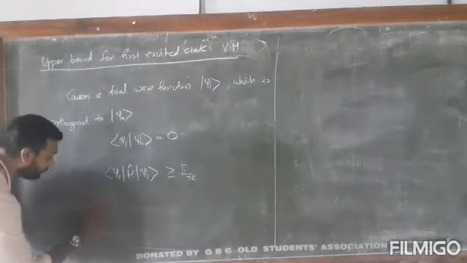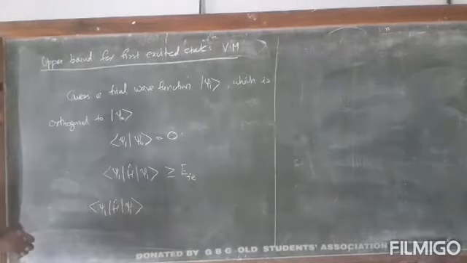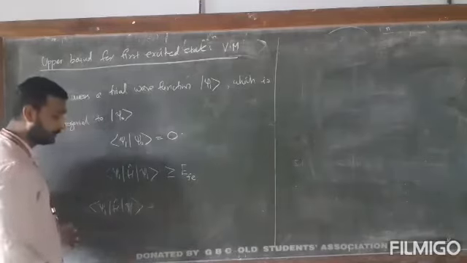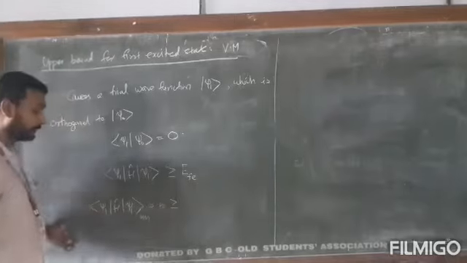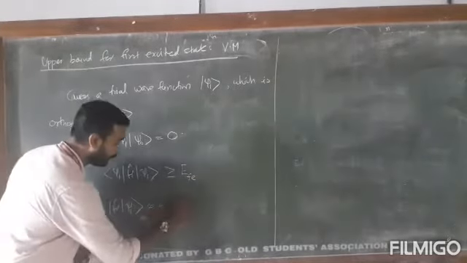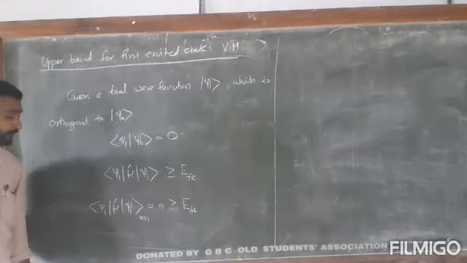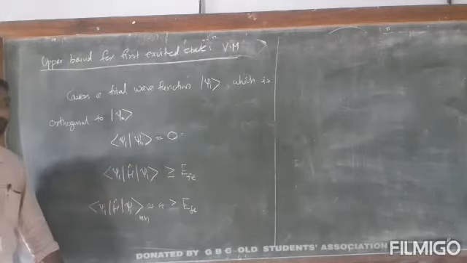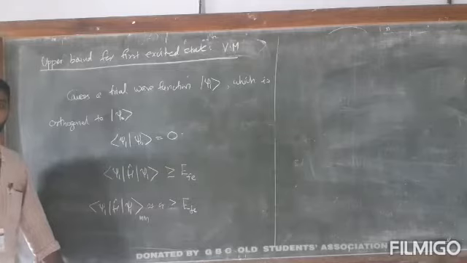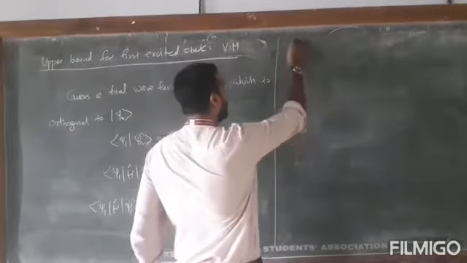So ⟨psi 1|H|psi 1⟩ at its minimum would be approximately equal to, or greater than, the energy of the first excited state. It will be very close to the energy of the first excited state if you minimize it. And how to minimize that we have already discussed when calculating the ground state. That is the variation method.